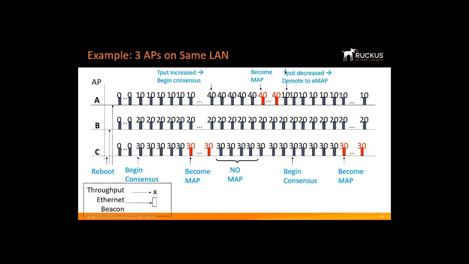As soon as A realizes that C has a better path quality than A, AP A relinquishes its MAP setting and becomes a listen-only AP. AP C, then having the highest link, sets its MAP bit. After the consensus period has been satisfied with AP C, AP C then becomes the MAP.